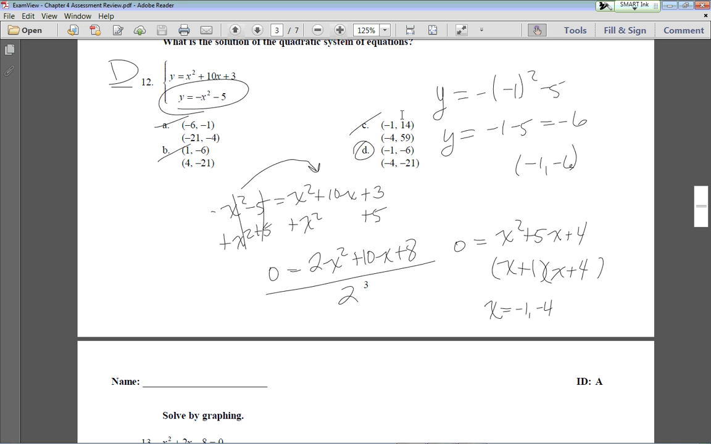If this had been a negative 6 right here instead of a 14, what you would have done is run the negative 4 through here, and you would have gotten the negative 21 then. Okay? So that's it for the first 12.